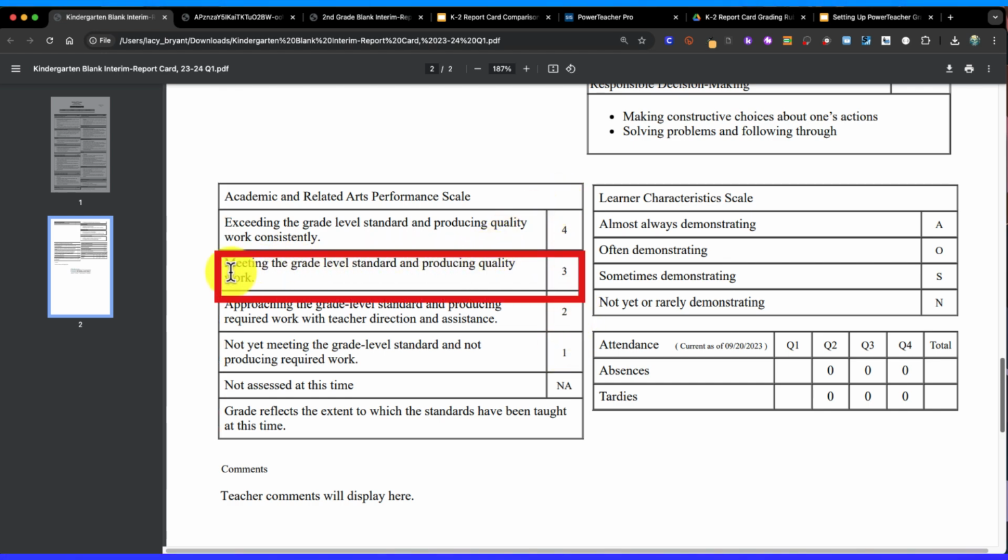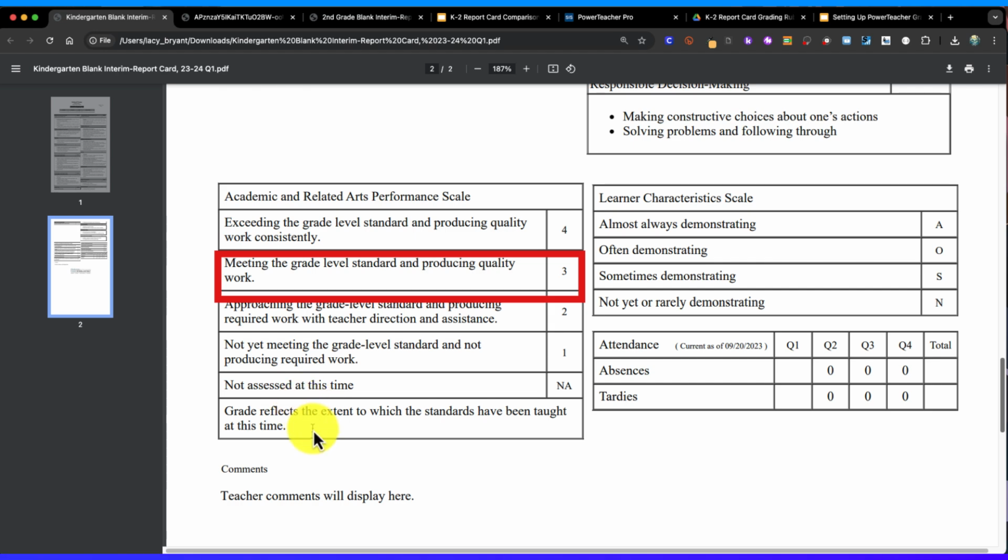On this scale, a 3 is considered meeting the grade level standard. A 4 is exceeding the grade level standard and producing quality work consistently. A 2 would be approaching the grade level standard and producing required work with teacher direction and assistance. And a 1 would be not yet meeting the grade level standard and not producing required work.